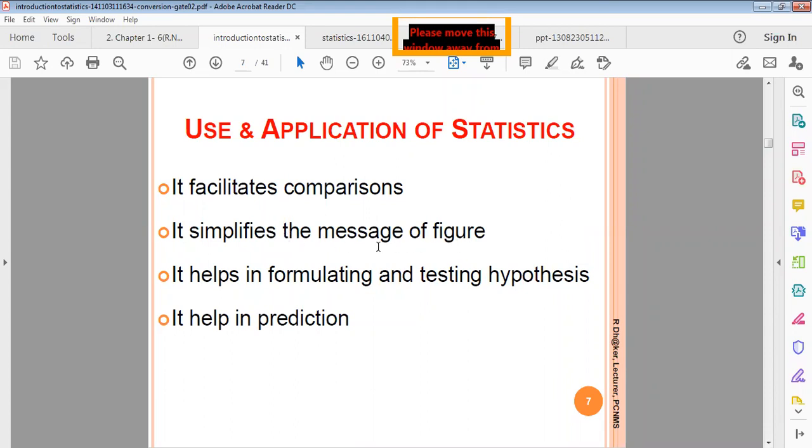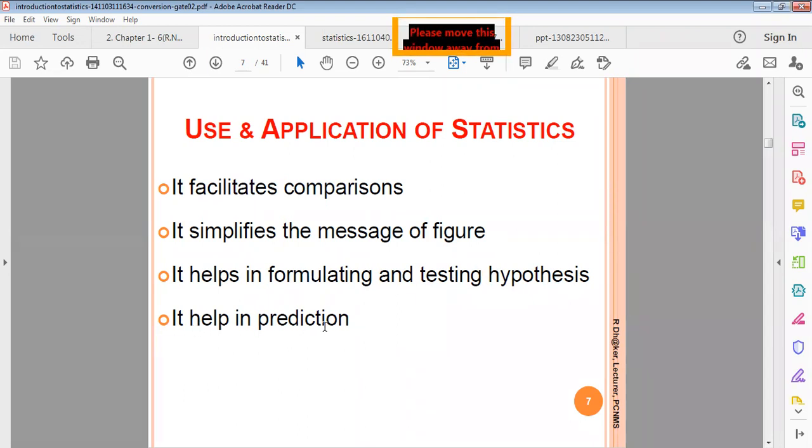That means when you see the graph of two cricket teams, you must simplify the message from the figure. It helps in formulating and testing hypotheses. In the final term, we will test hypotheses. This is actually another chapter for us in statistics.